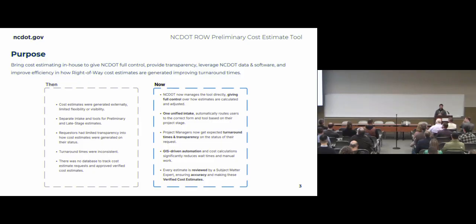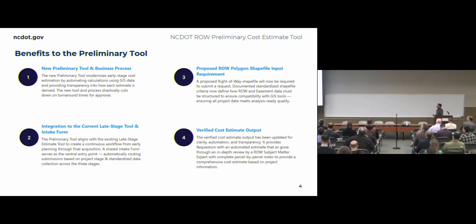Turnaround times are reduced drastically. Transparency is improved. We're leveraging GIS data, and I'll get into that a little bit later, but we're leveraging GIS to generate the initial preliminary request that's going to be reviewed and approved by a subject matter expert. That's really creating a lot of automation, and that's what's reducing most of the turnaround times there. And like I just mentioned, every estimate is going to be reviewed and verified by a subject matter expert to provide a verified cost estimate that you can put into SAP for your cost estimate for right of way.